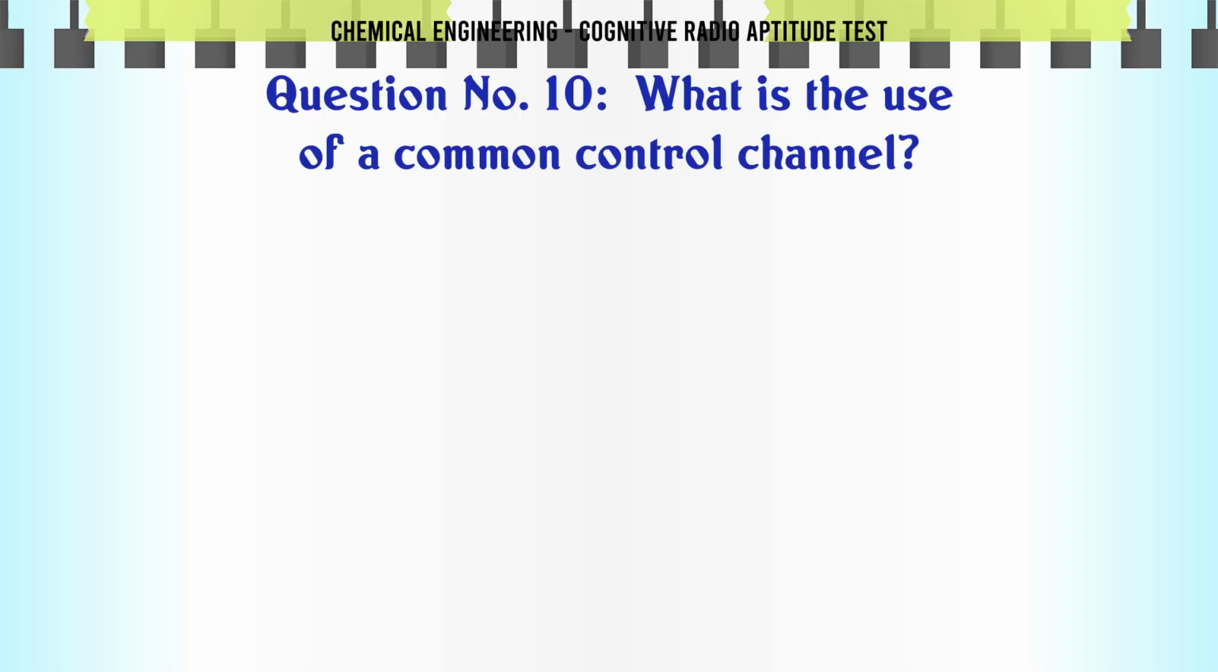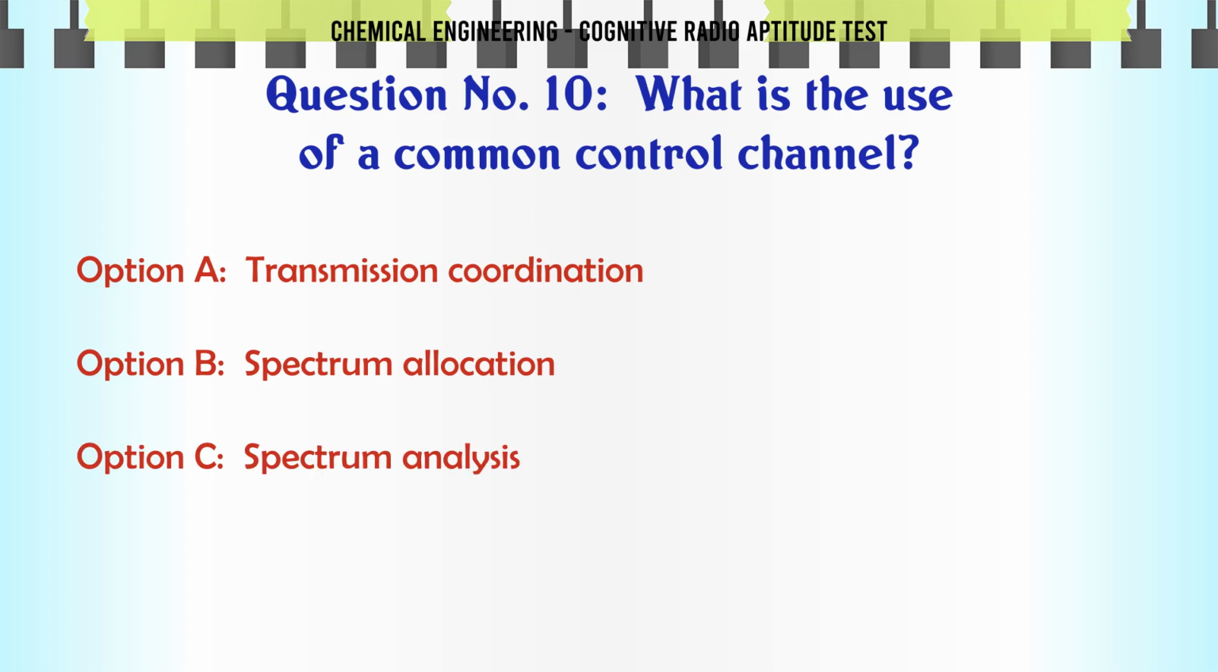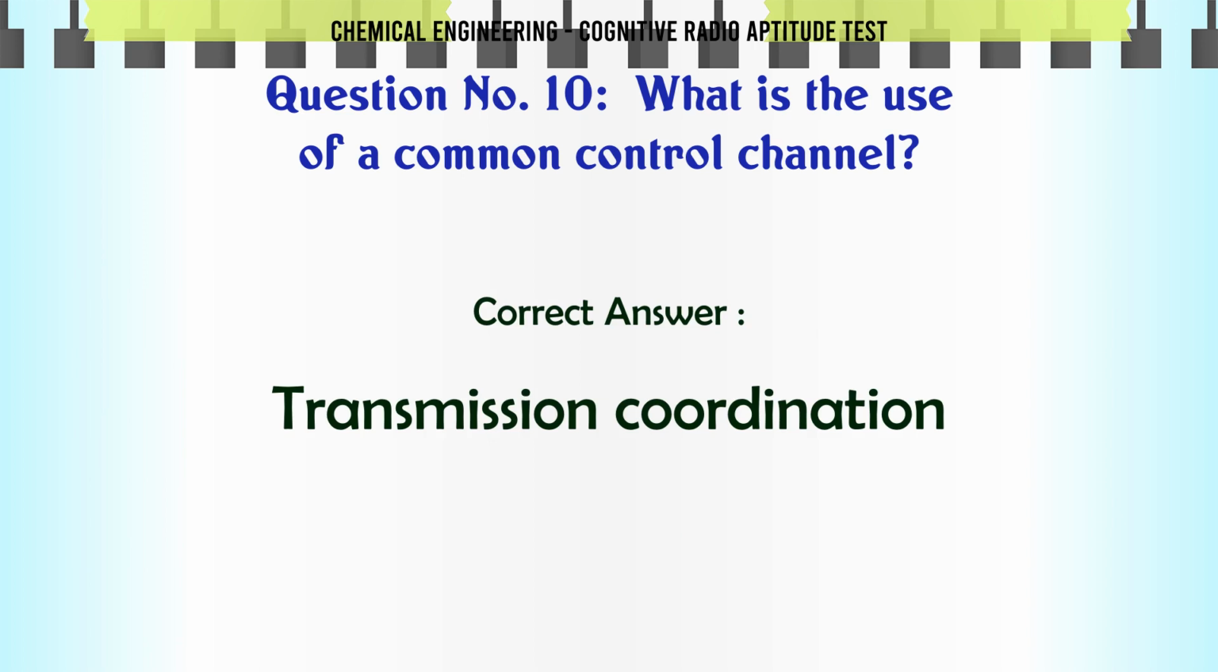What is the use of a common control channel? A. Transmission coordination. B. Spectrum allocation. C. Spectrum analysis. D. Time of arrival synchronization. The correct answer is transmission coordination.